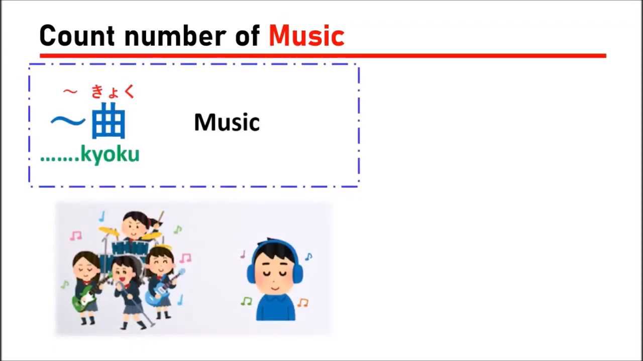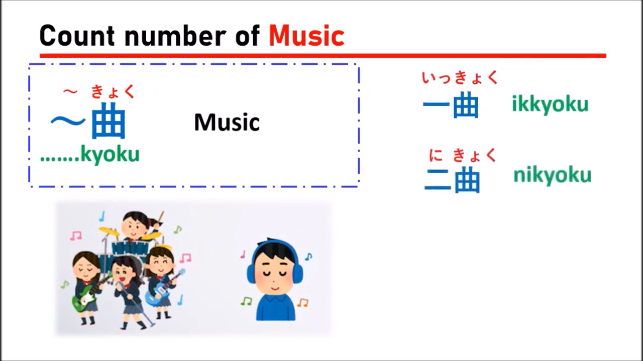In Japanese, they use the unit of Kyoku to count the number of music. Let's see how to count. Ikkyoku, nikyoku. When you say ikkyoku, that means one song. And when you say nikyoku, that means two songs. Something like this.